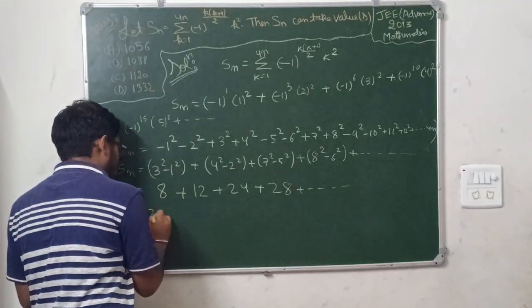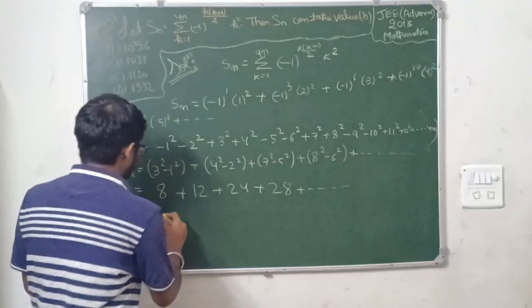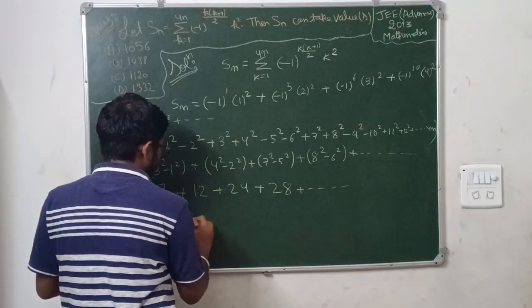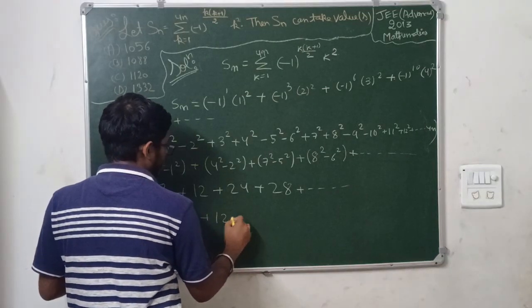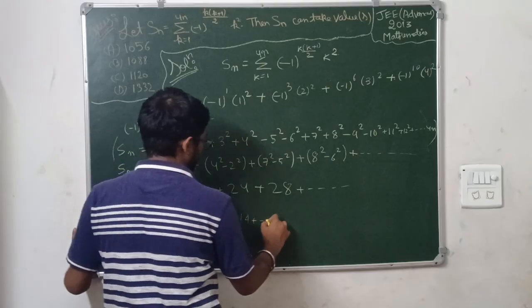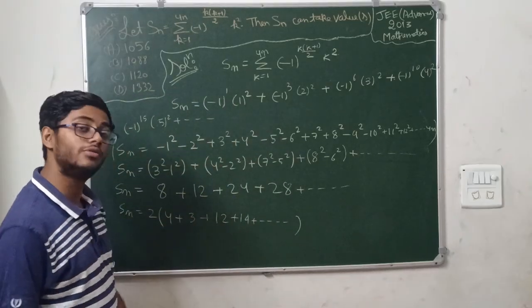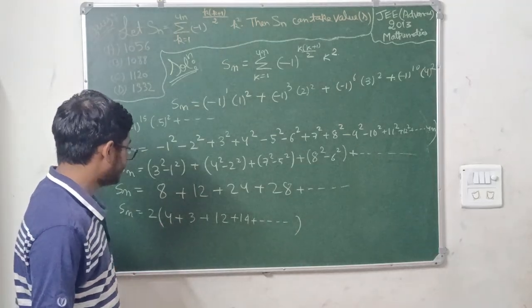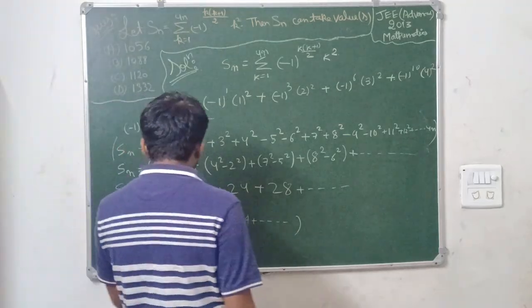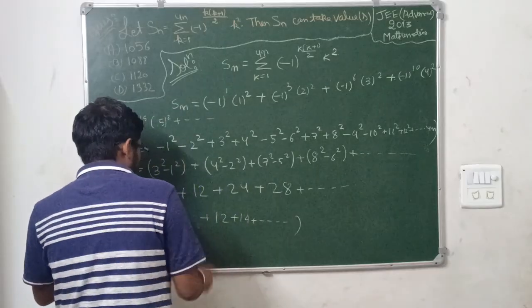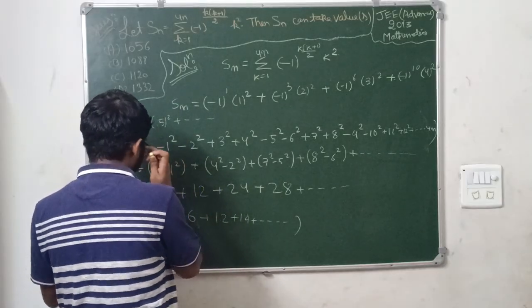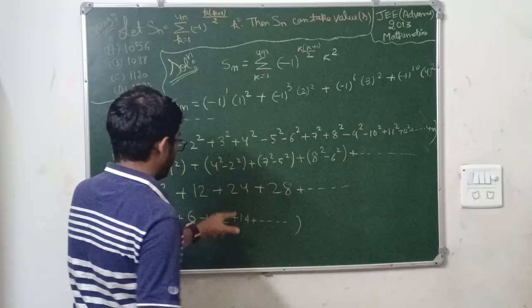First of all, think about the lowest number. If you take 2 common here, it becomes 4 plus 6 plus 12, 14 and so on. Now you will solve this series. How will you solve this series? See, I'm sorry, a mistake is here. So 2, 4, 6, 12, 14.